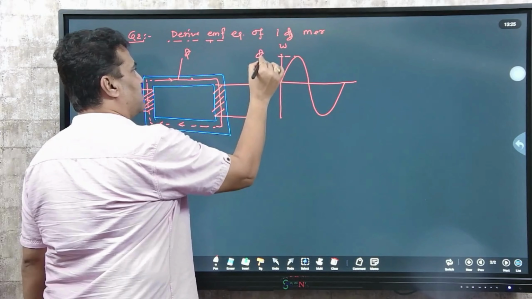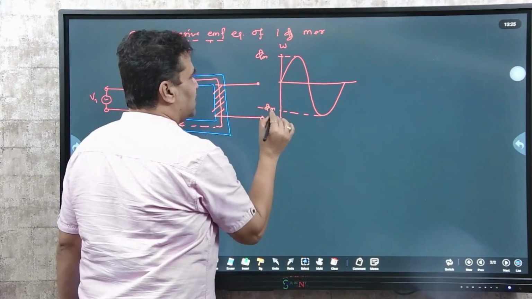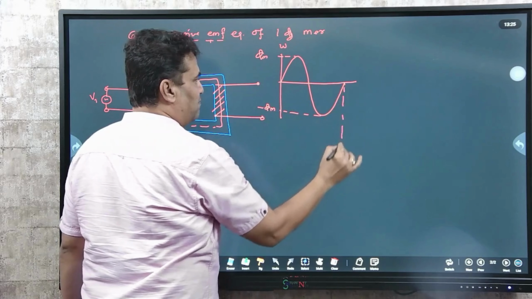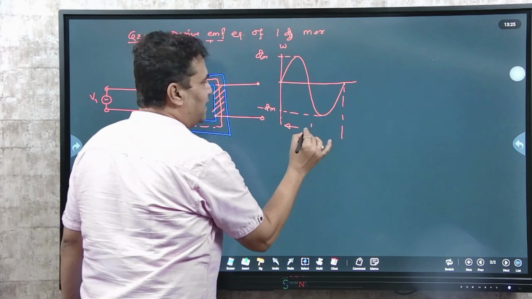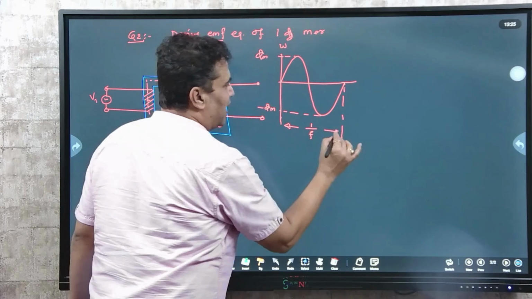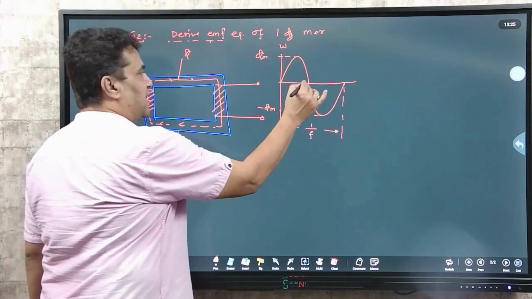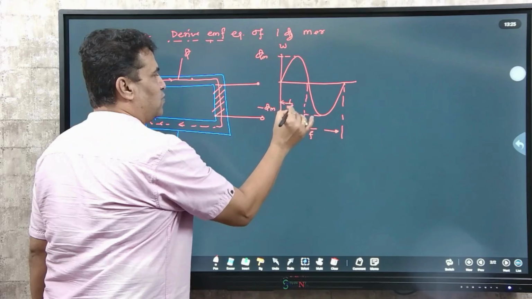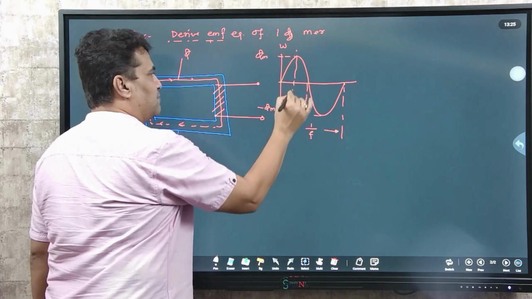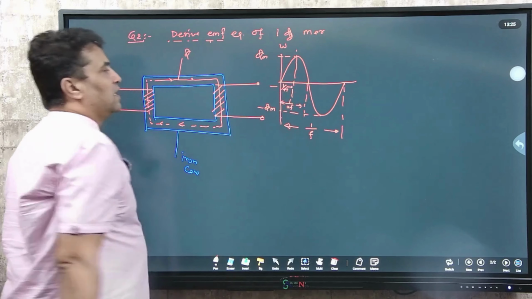Maximum value will be phi m, negative maximum value will be minus phi m, and this you have to define in terms of time period. So total time period for one cycle is always T, but in terms of frequency it becomes 1 by f. So time period becomes 1 by f. Then half cycle time period becomes 1 by 2f. This is the important thing you have to do: 1 by 2f. And quarter cycle time period you have to define as 1 by 4f. So when you write, you have to draw this waveform.